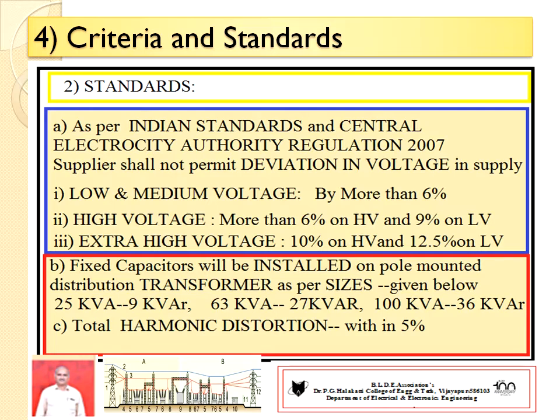Point B: fixed capacitors will be installed on pole mounted distribution transformers as per the sizes shown below. If the transformer is 25 kVA, then 9 kVAr installation should be done. For a 63 kVA transformer, the standard capacitor installation is 27 kVAr. If the distribution transformer is 100 kVA, then 36 kVAr of capacitor installation is to be done.